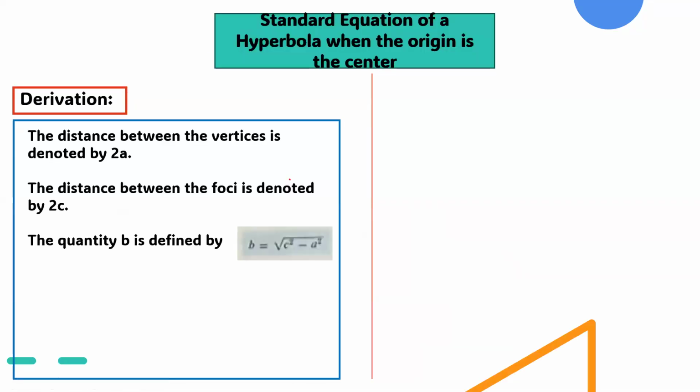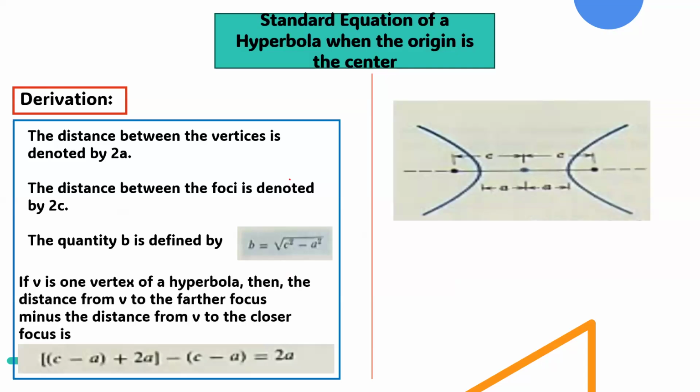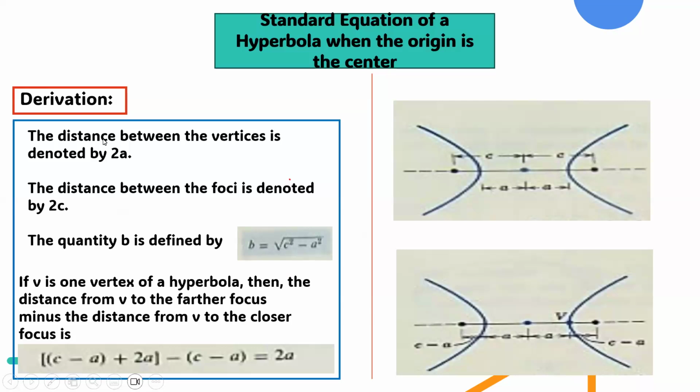So let's look at the standard equation of a hyperbola. We're going to look at a few things first. Here we're saying that the distance between the vertices is denoted by 2a. If we look at this diagram here, we have one vertex here and we have the other one here. The distance from one vertex to the other is 2a. That means that the distance from one vertex to the center is a, and the distance from the other vertex to the center is a. That's how we get 2a.